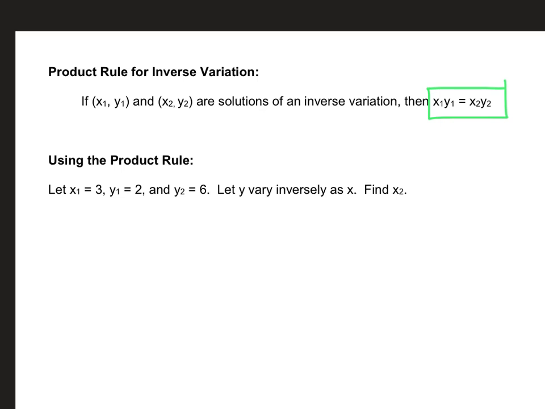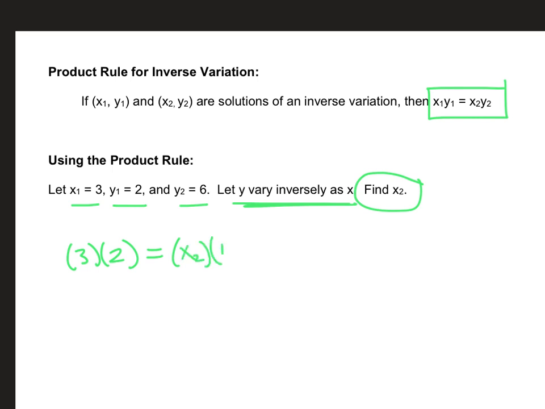So using the product rule, it says let x1 equal 3 and y1 equal 2 and y2 equals 6. Let y vary inversely as x. That just means we have an inverse variation. Find x2. So if this is an inverse variation, then we know that if we multiply x1, which is 3, times y1, which is 2, it should equal x2, which we don't know, times y2, which is 6. This is a true equation.